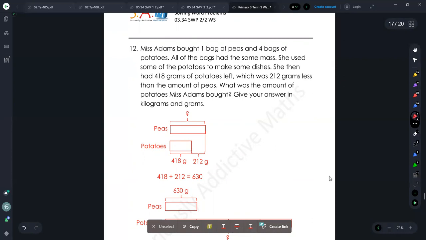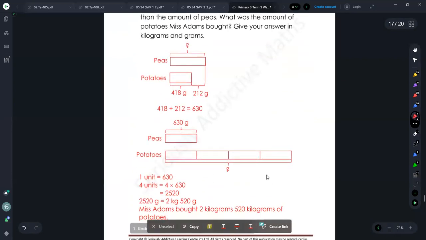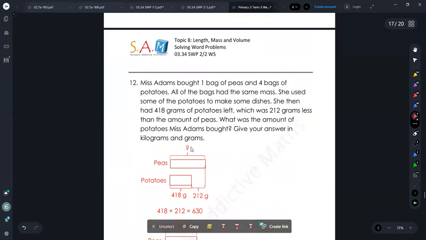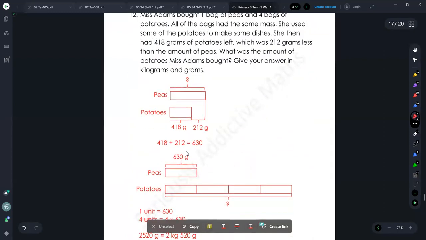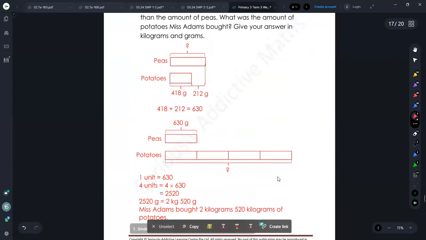Now, because all the bags are the same mass, you can actually later on draw it like that. Once you figure out how much the peas are, and you know that it is 1 bag of peas and 4 bags of potato, so it's 1, and then 2, 4. Okay, so this question may be a bit difficult for them, hence you might want more.